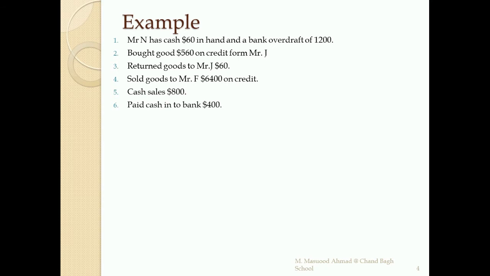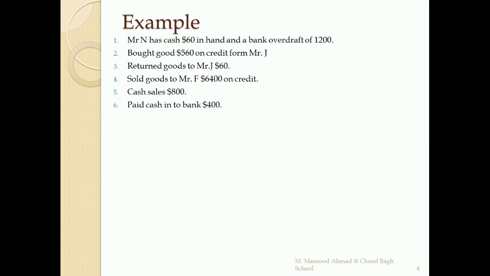And next transaction, that is bought goods 560 on credit from Mr. J. There isn't any involvement of your bank or cash or discount allowed or discount received, so it does not have any concern with your cash book. Rather, it can be posted into other books like purchase day book. And return goods to Mr. J, that is purchase return, and it also will not affect your cash book, hence it will not be recorded over here.